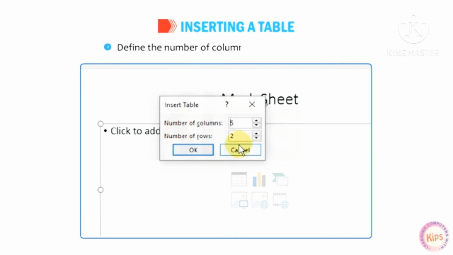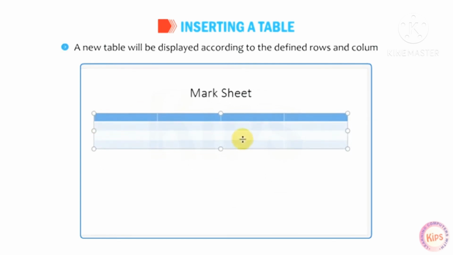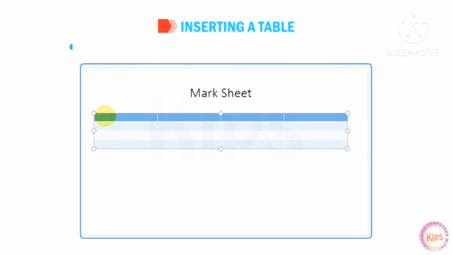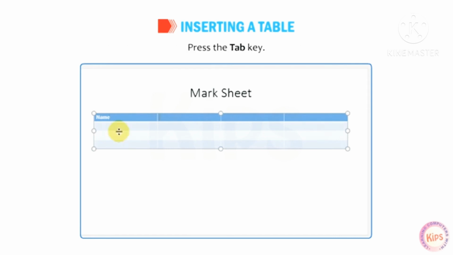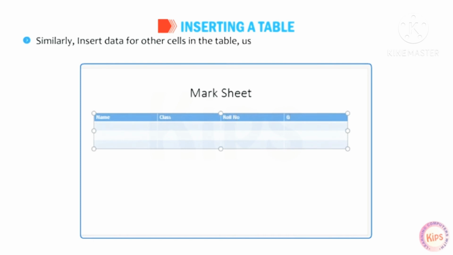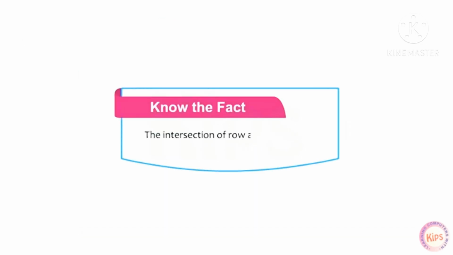Define the number of columns and rows and click OK. A new table will be displayed according to the defined rows and columns. Place the mouse pointer in the first cell of the table and type heading. Press the Tab key. Similarly, insert data for other cells in the table using the Tab and arrow keys or clicking in the required cell. Let me share that the intersection of row and column in a table is called a cell.